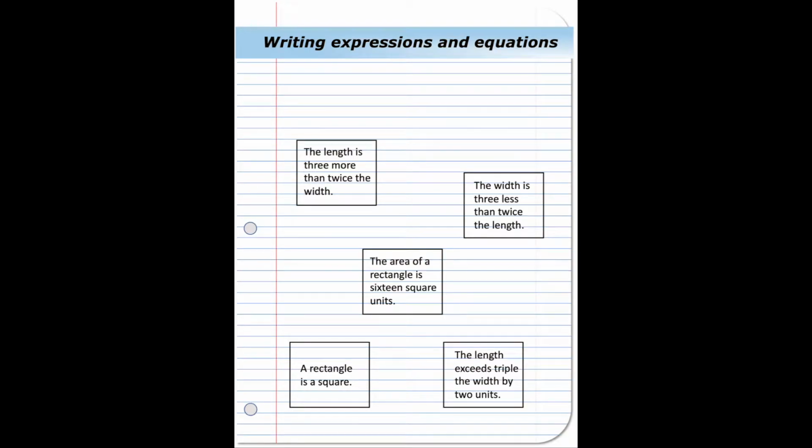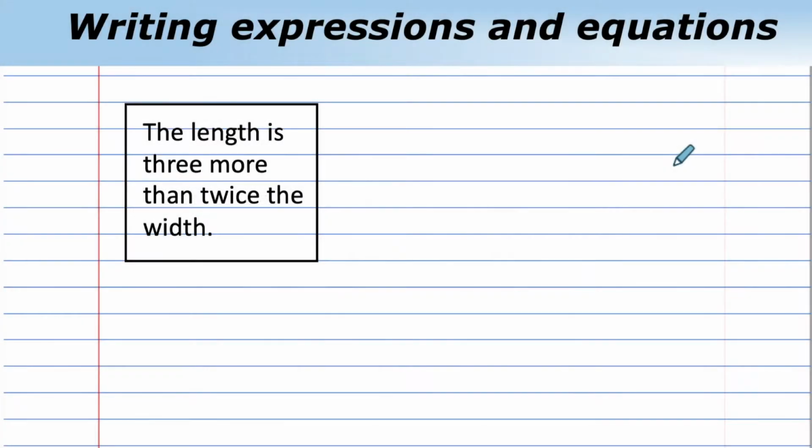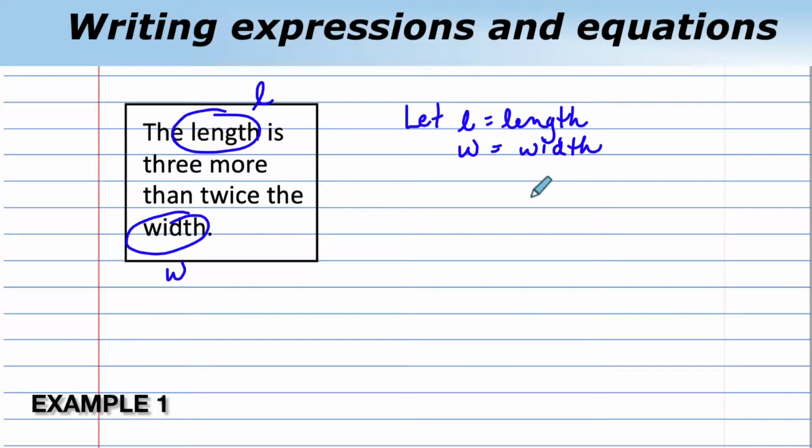Solving word problems is not easy, so we like to start with practicing writing expressions and equations first. Example 1. If we have the word "is" in a sentence, we can automatically put an equal sign.